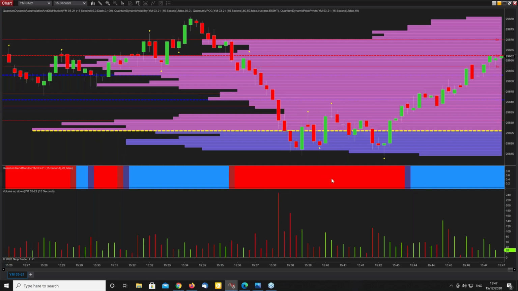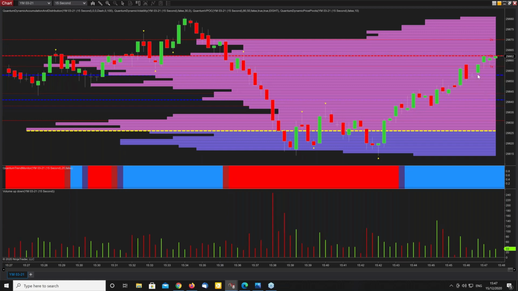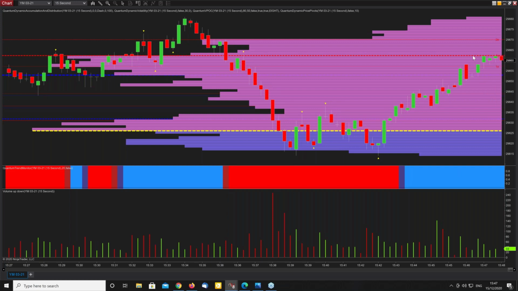You can see the trend monitor in red. Then we start to see the reversal coming in. I haven't got the trend dots on here, but I'm sure if I did have, they would have already changed color and started pulling away here. Now it's confirmed with the trend monitor. We're moving up. See, this level here is literally being tested as I'm talking.